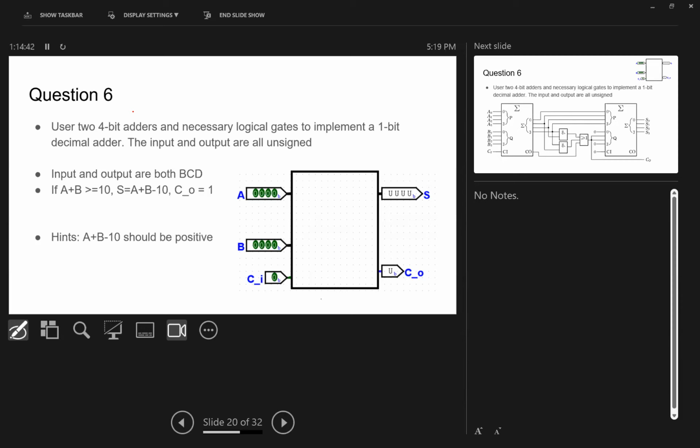Sorry, here's the word. It should be spelled as LATCH, latch. So actually, you can see here the truth table of this latch, of this circuit.